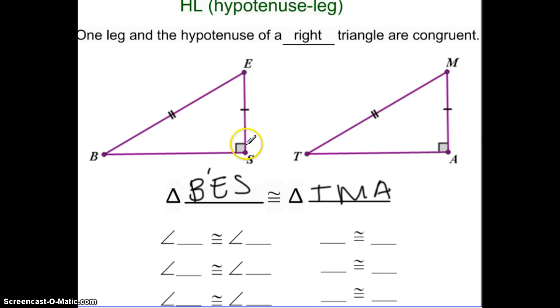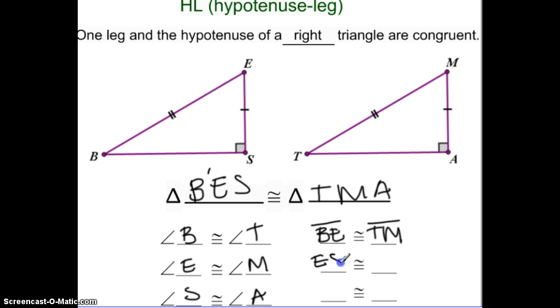So I can go through and I can name all these other angles and sides congruent. Okay, you could also use this as a leg. It doesn't matter which leg you're going to use. So you're going to have B is congruent to T, E is congruent to M, and our right angles, S is congruent to A. I also labeled that in my triangle. So the last angle that I ended with, S and A, are my right angles. Okay, so let's name my sides. BE is going to be congruent to TM. Side ES is going to be congruent to side MA. And lastly, side BS is going to be congruent to side TA.